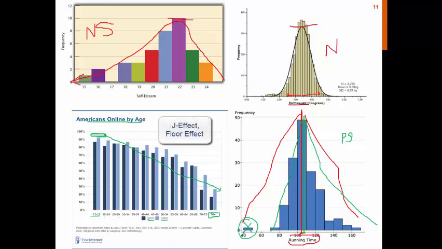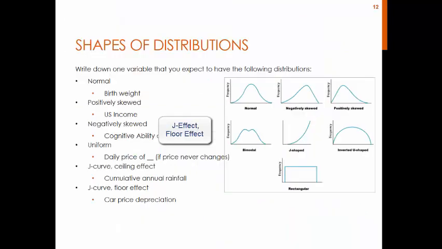effects, and because it starts at the maximum and goes down, I want you to think of some shapes of distributions for each of these different ones. I've given you some examples. So a normal might be birth weight. We just saw that in the previous histogram also.